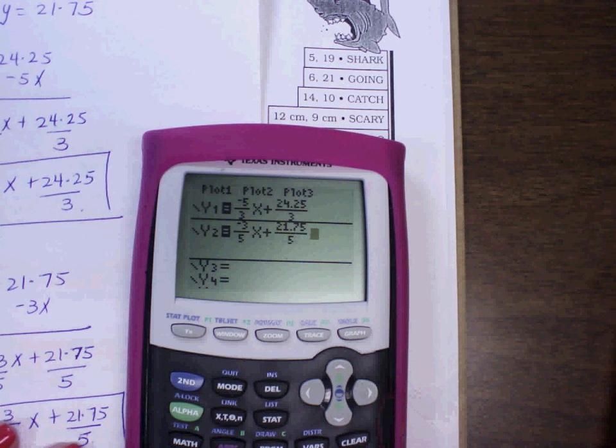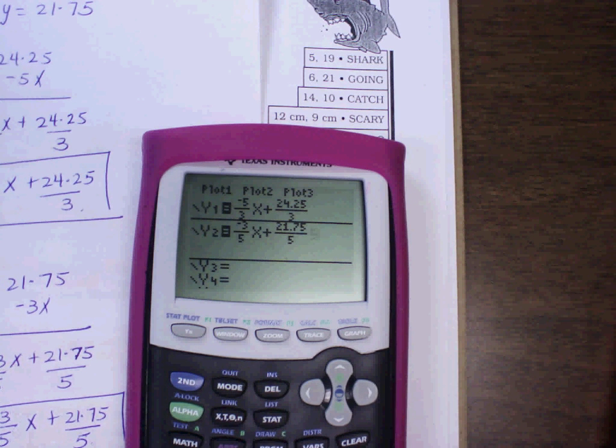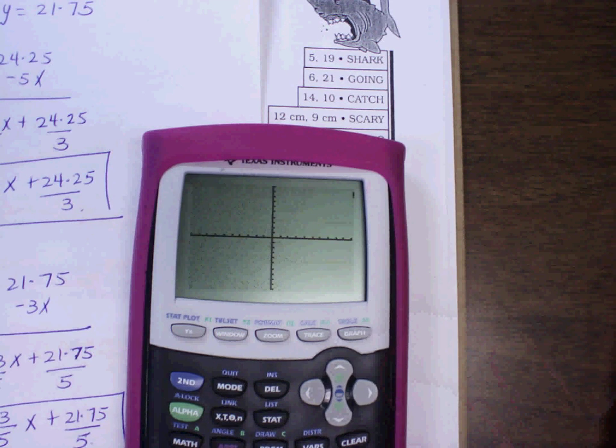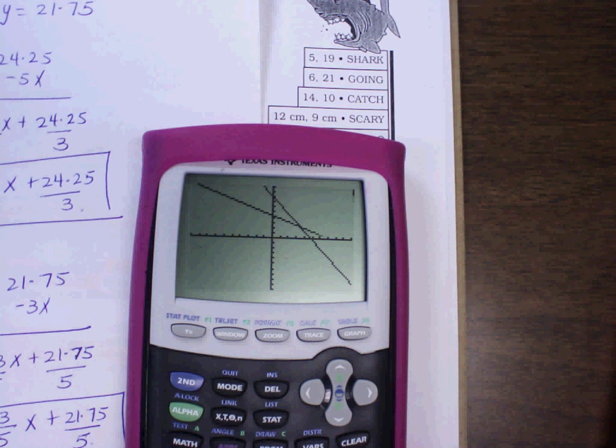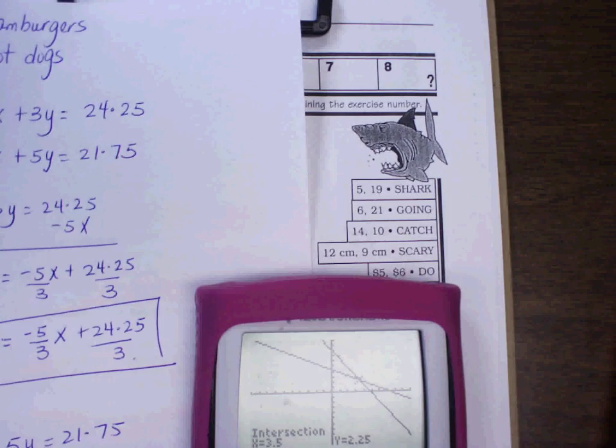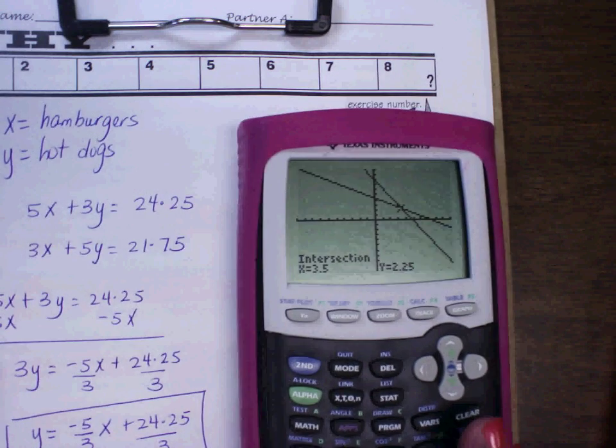All right, so it looks a little weird. It's just a lot easier to just write it as a fraction and forget about it. So let's calculate it. So what is x? What does that mean? That x is 3.5 and that y is 225.